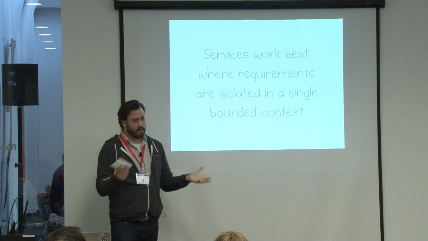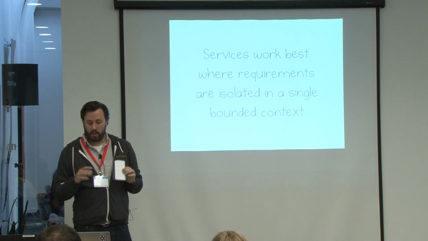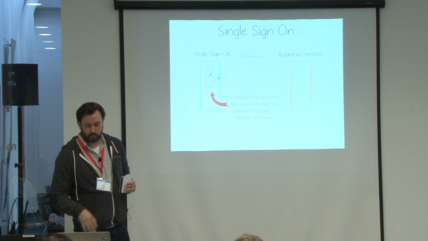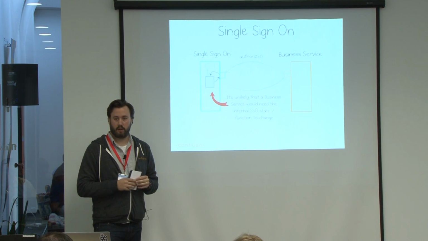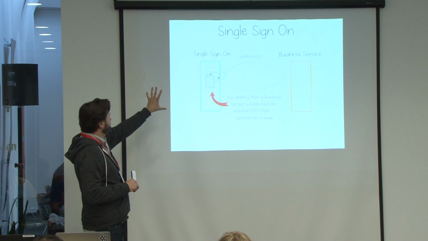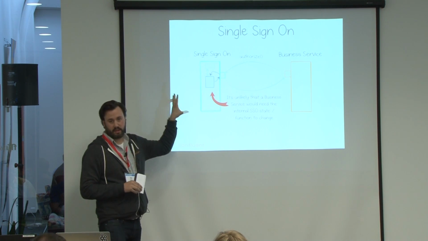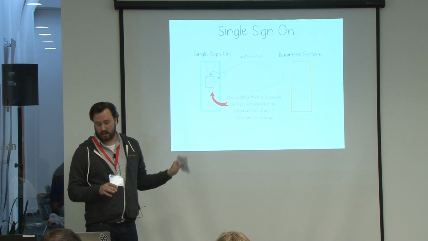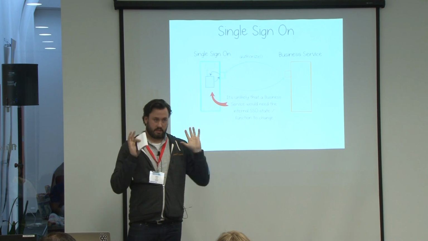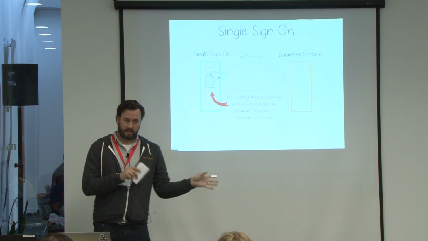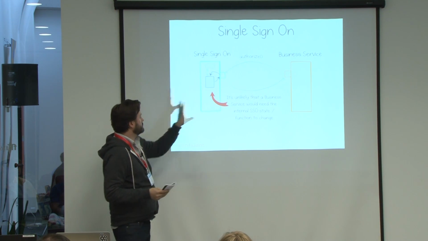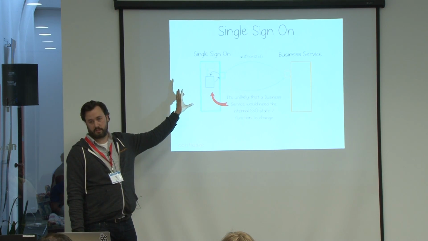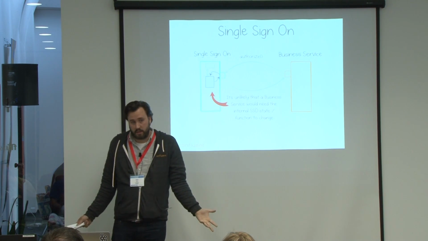So services, micro or otherwise, work best when requirements are isolated in a single bounded context. You don't have a ton of dependencies. As a good example of a small, single bounded context, let's talk about single sign-on real quick. Single sign-on has really one function. It says authorize. Am I authorized? No. Yes, no, yes, no. The business service would be unlikely to need to access anything inside the authorization, right? And that's the real value in a single sign-on service.